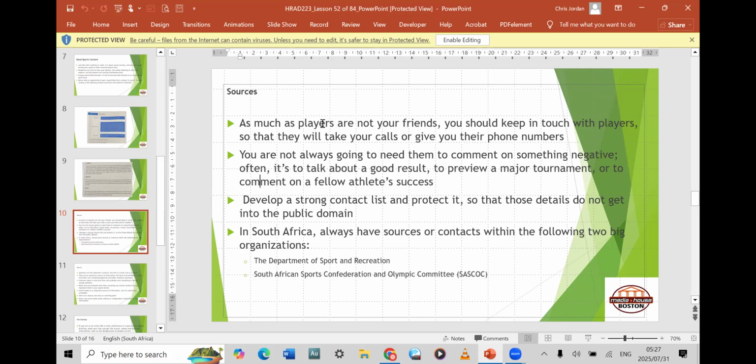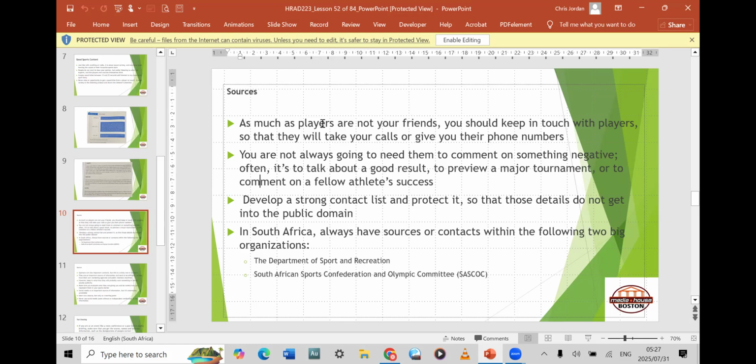Normally there's a PR person which you should be more friends with, and that sounds terrible because it sounds like you're using them, but it's not. It's business. It's work. That's what we do with connections. So you're not always going to need them to comment on something negative, often it's just to talk about a good result.